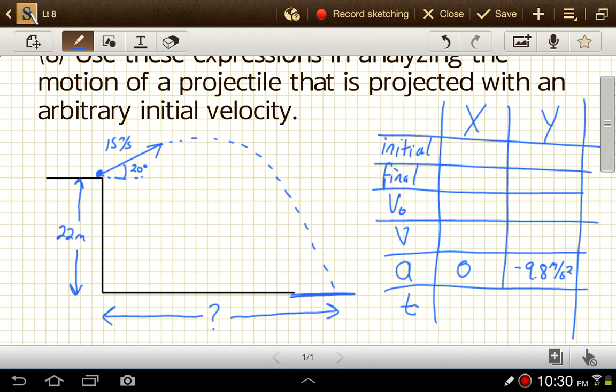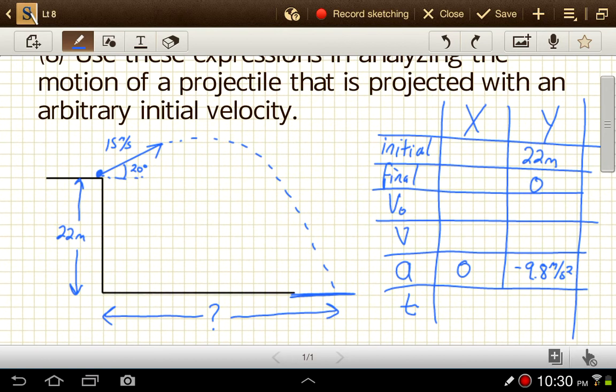Now let's see what else we can do here. I've got this 22 meters. That's a vertical distance, so that'd be my initial vertical position, my initial y position. And I know it's going to end at street level, or the base of the cliff, at a height of 0 meters, or just 0. We don't really need units if it's a 0 there.